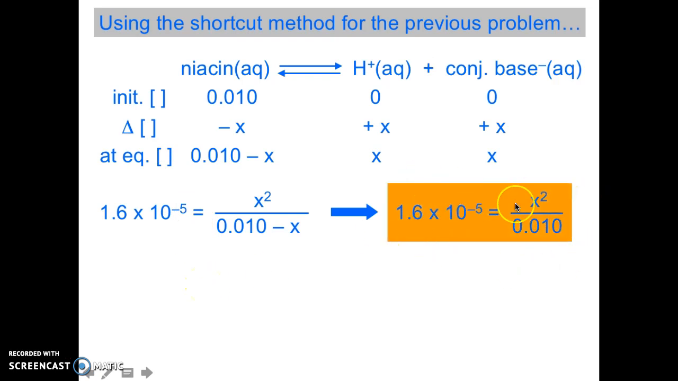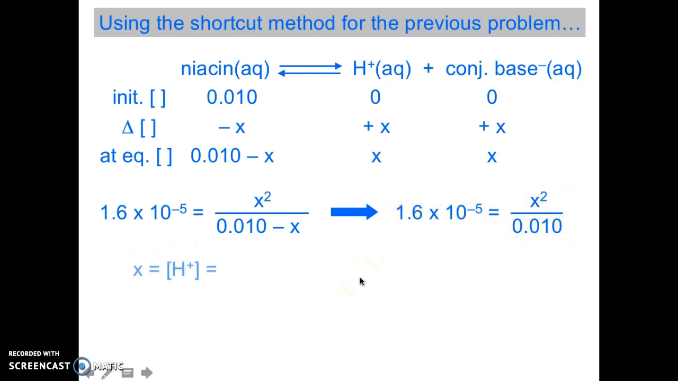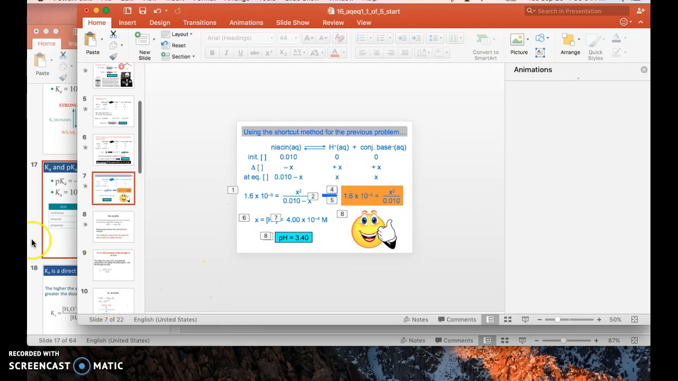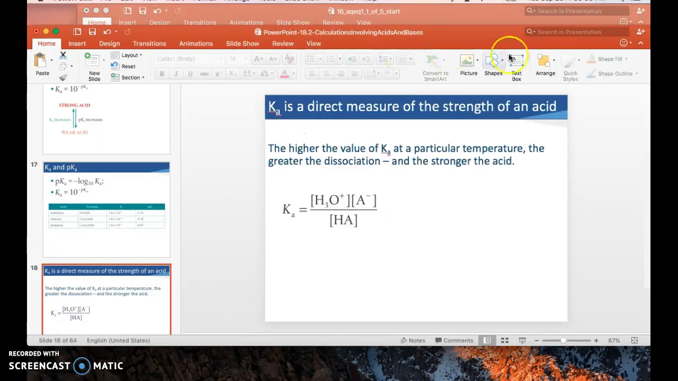And so you can take this and then you can just solve for x squared. And when you do that, you get something that looks like this, 4.00 times 10 to the -4th, which gives you a pH of 3.41. Previously, I'm sorry, 3.40, and when we used the quadratic, we found it as 3.41. So it does actually work, okay? I'm hopping back over.